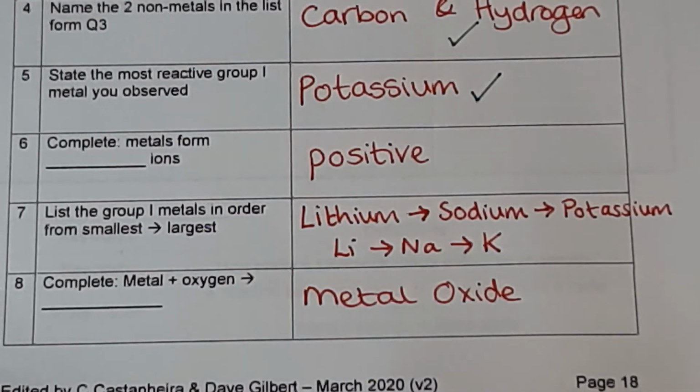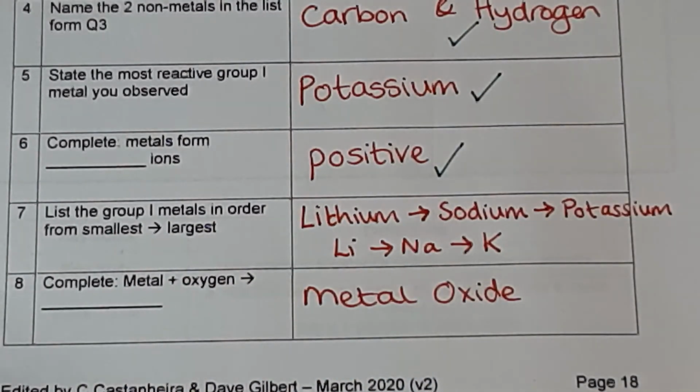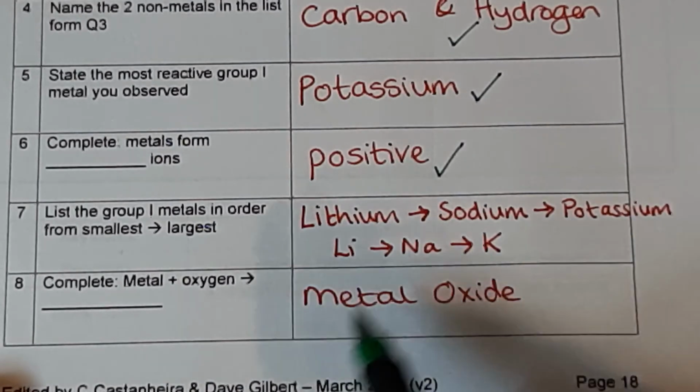Complete the sentence: metals form something ions. Well, metals form positive ions. Question 7, list the group 1 metals in order from smallest to largest. So it's lithium, sodium, potassium. You only need those 3, or Li, Na and K.